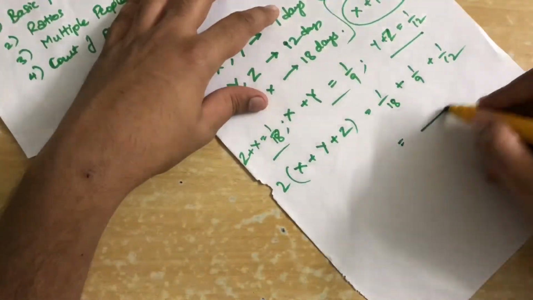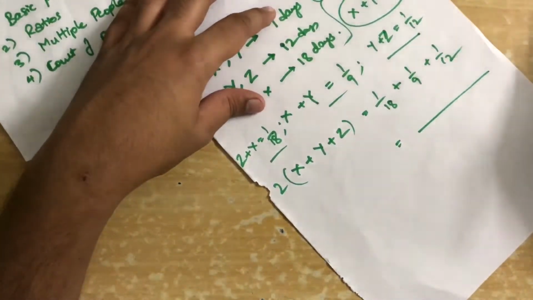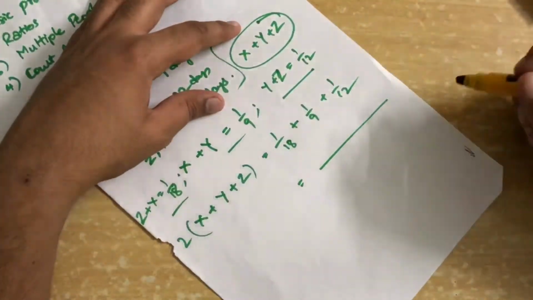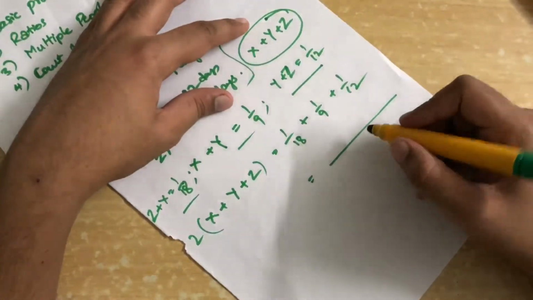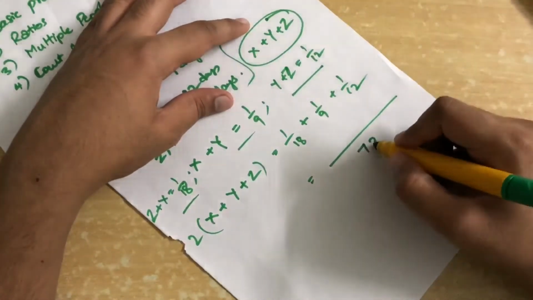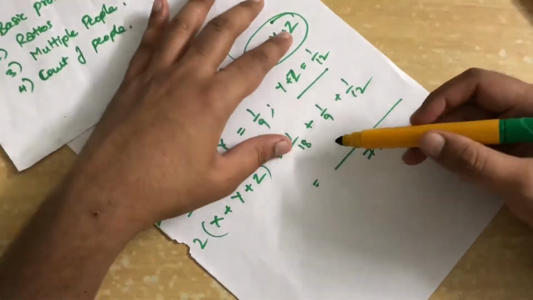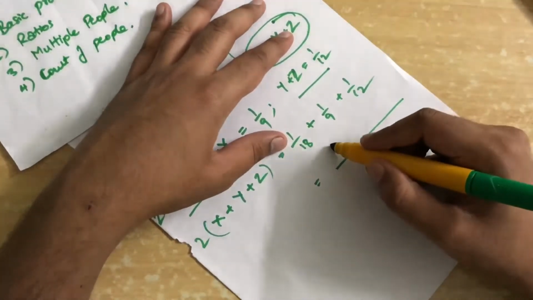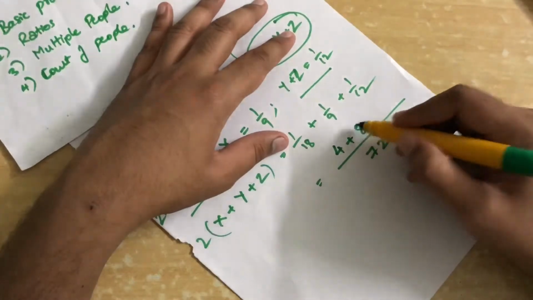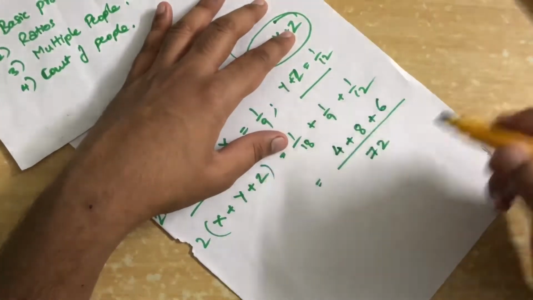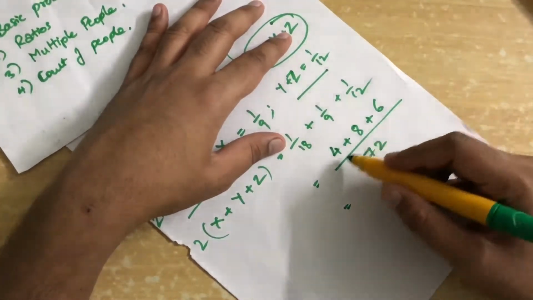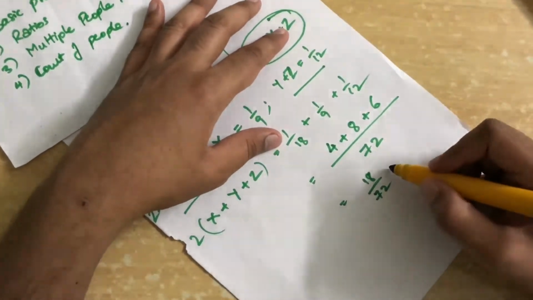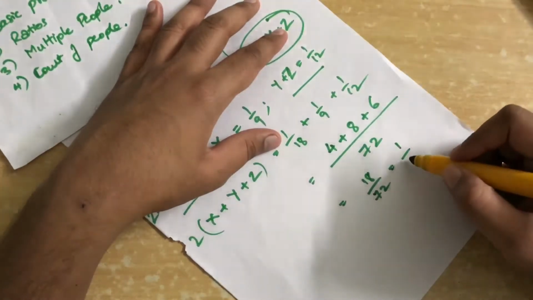What is the multiple, guys? 18, 9 and 12, so 72. Okay, 72. So 18, that goes 4 times, 9 goes 8 and 12 goes 6. So 4 plus 8 plus 6 is 18, and 18 by 72, that is 1 by 4.